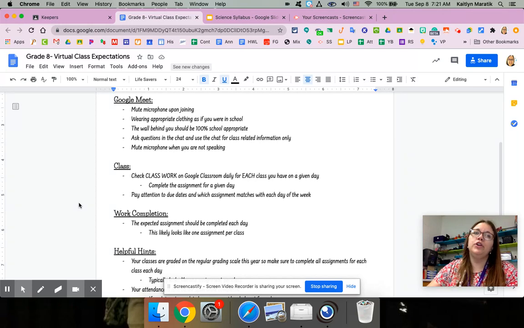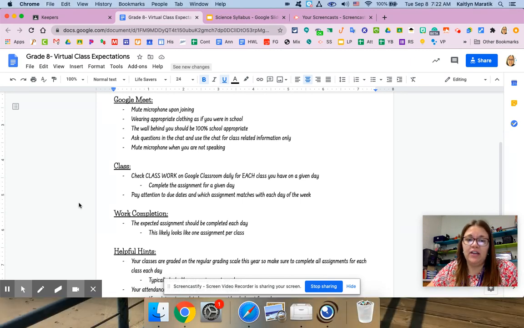When you're in school, on a meet that is school-like, you do need to be ready and wearing appropriate school apparel. Wall behind you, make sure it's 100% school appropriate. If you look behind me, it's got a bunch of shelves and a bunch of stuff, but it's all school appropriate things. You might want to put a door behind you if you do have a blank space of wall. Those would be good things. And then ask questions in the chat and use that for class-related information only, so please don't be having a conversation with your BFF. And then mute your microphone when you're done speaking.